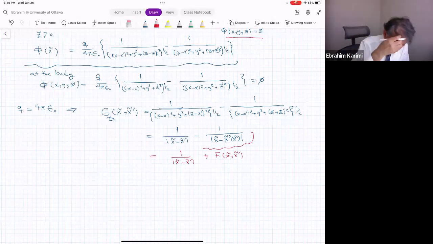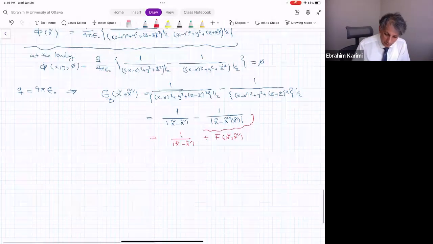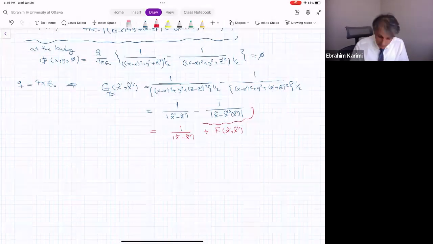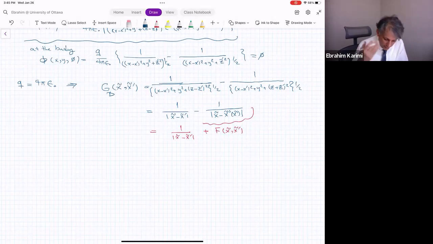What time is it? 3:45. Then we will come back to this problem in a second. As soon as we know the g, which is the Green function for the Dirichlet boundary condition, which is that explicit, then we can replace it inside and find the charge distribution. What is the charge distribution then?